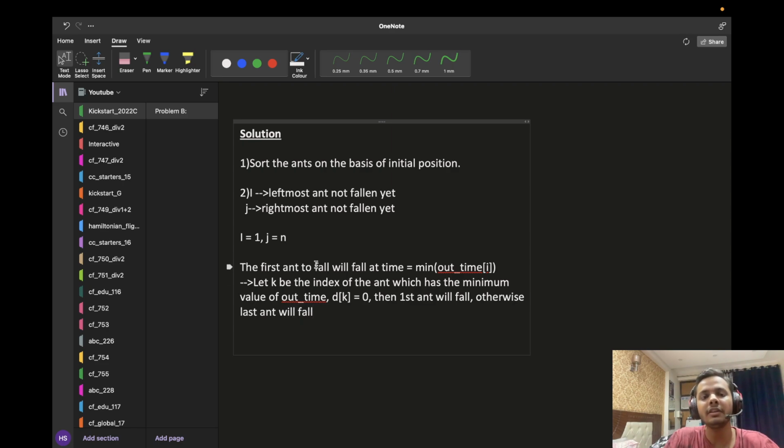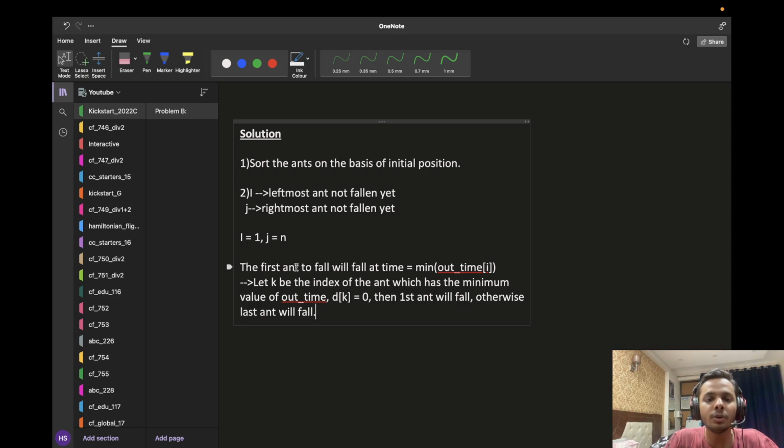So if the first ant will fall, we can just say i plus plus, and then we can look at the ant which has the second smallest value of out time. Similarly, if the direction is equal to 1, then we can do j minus minus, and then we can look at the second smallest value of out time, and then we can keep doing this for all values of out time from smallest to largest. Okay, and this will complete our solution.